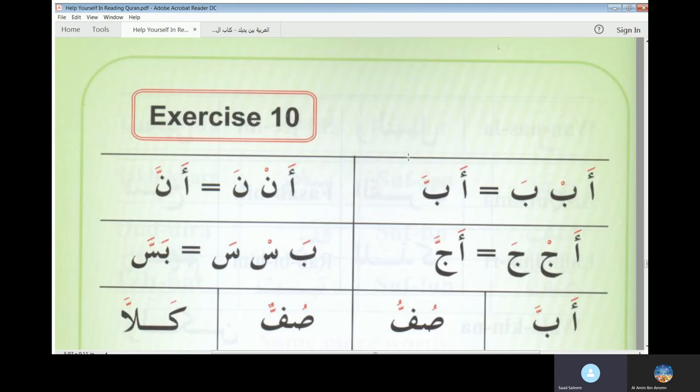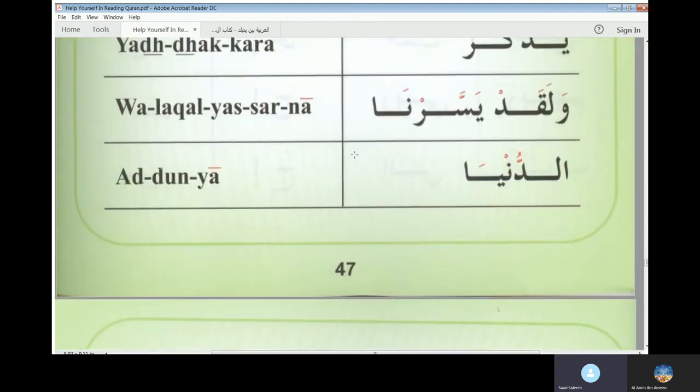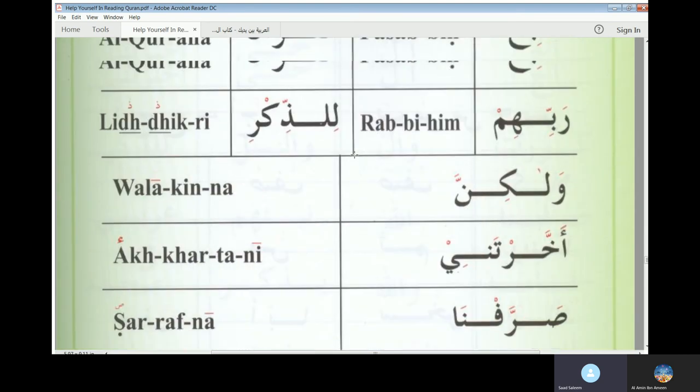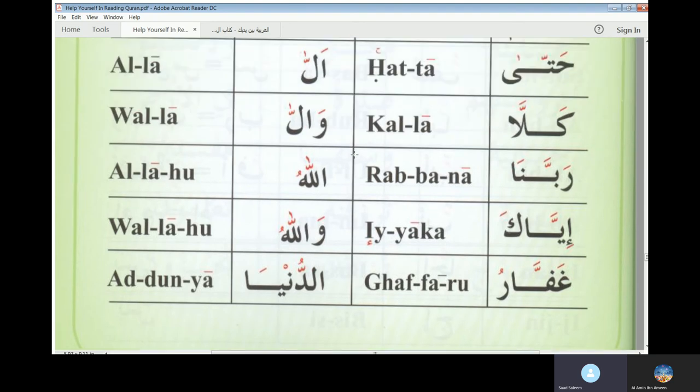Are you listening? Now listen carefully. What is the meaning of shadda? I will tell you again. You have to listen carefully because you don't understand this lesson. That's why it is difficult for you to proceed to the next lesson.